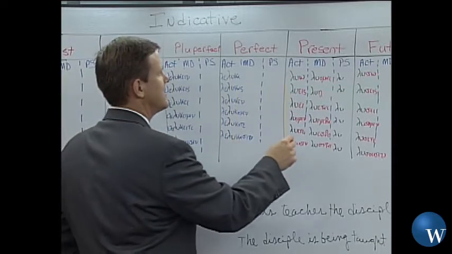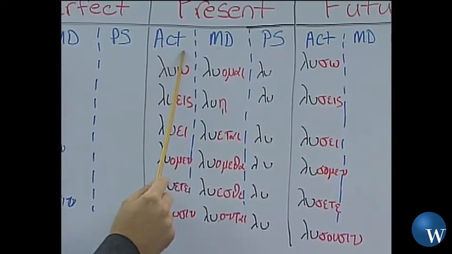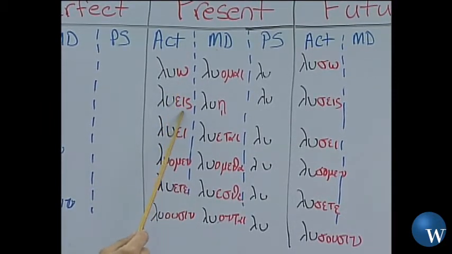Now let's go to the present tense here. Notice, in the present tense, in the active voice, we learned that the endings were ō, eis, ei, omen, ete, ousin. Okay, remember that? Here's our stem lu. So luō, lueis, luei, luomen, luete, lousin, right? I loose, you loose, he, she, or it looses, we loose, you loose, they loose.